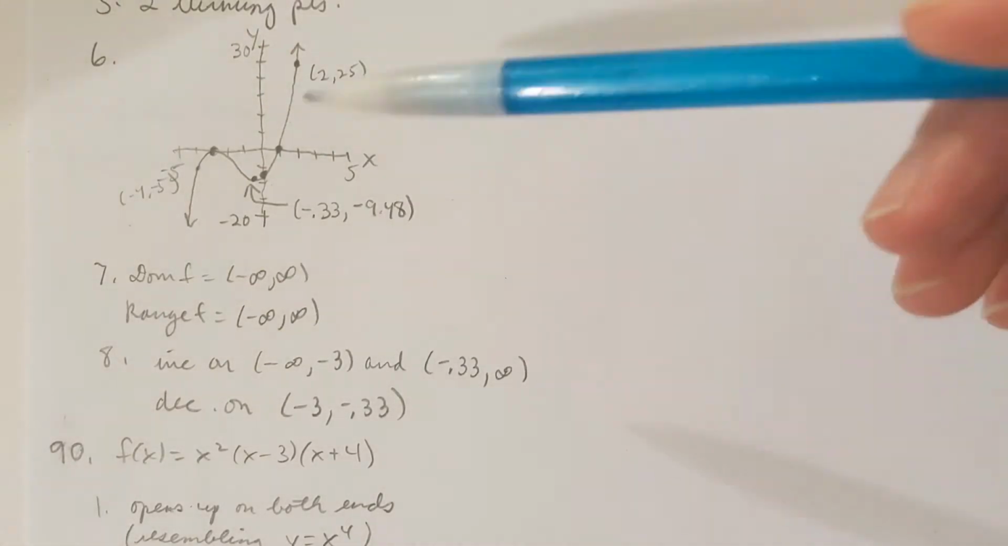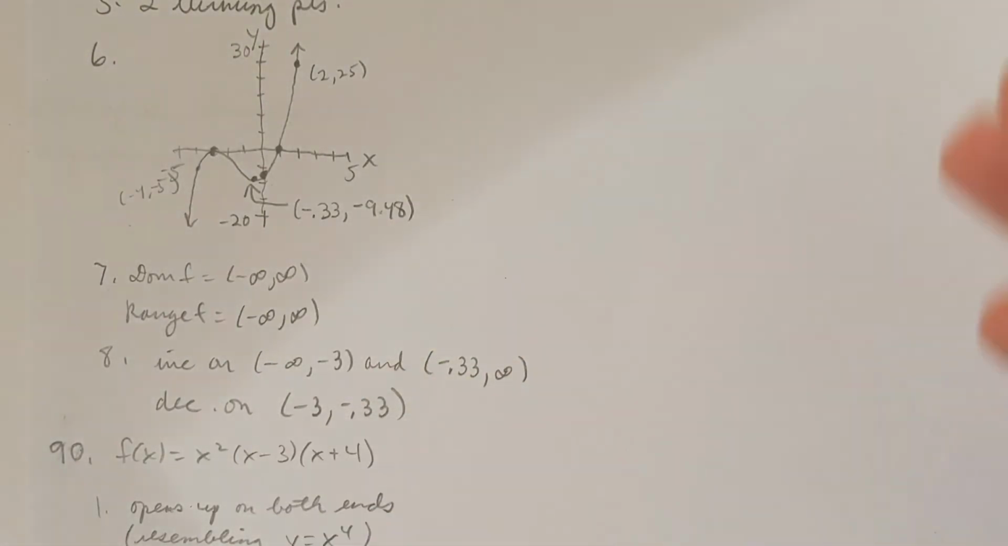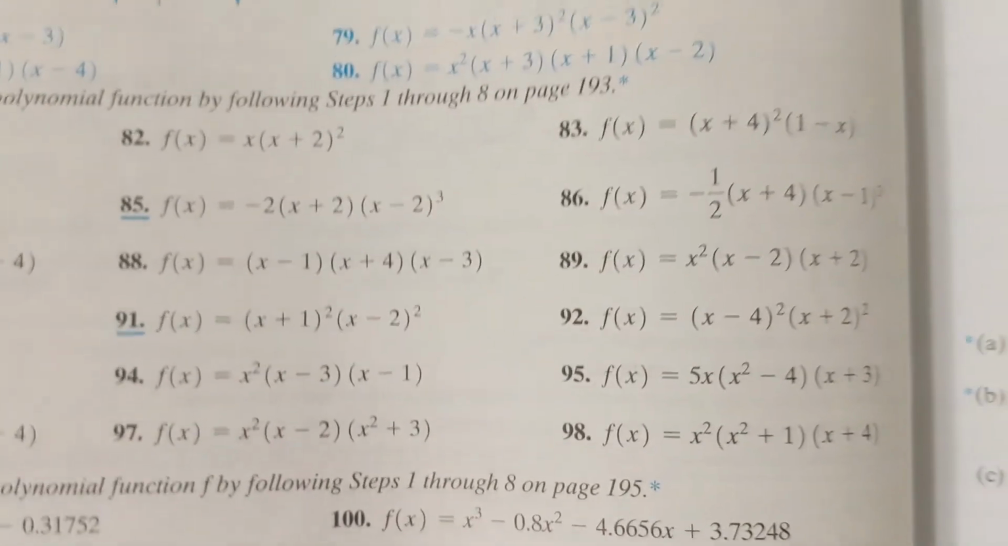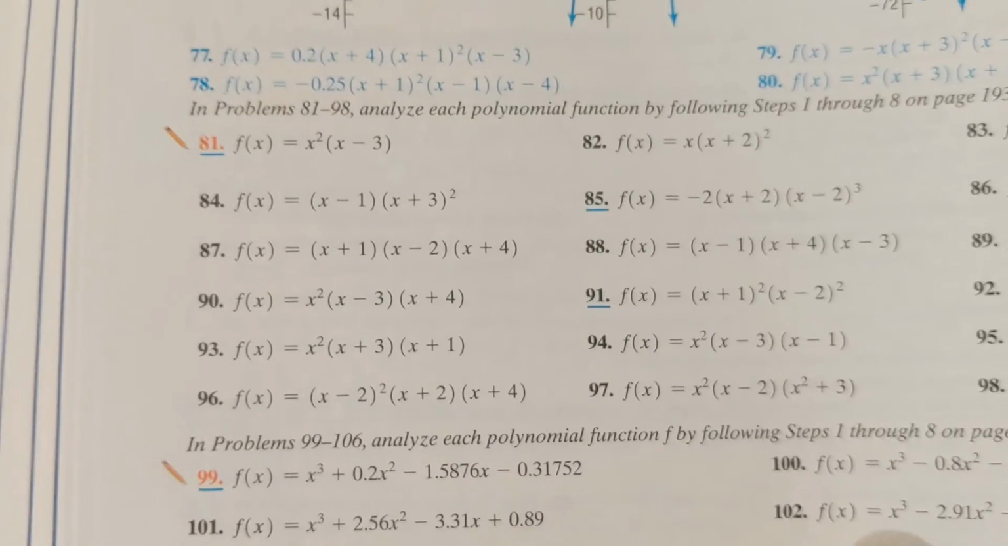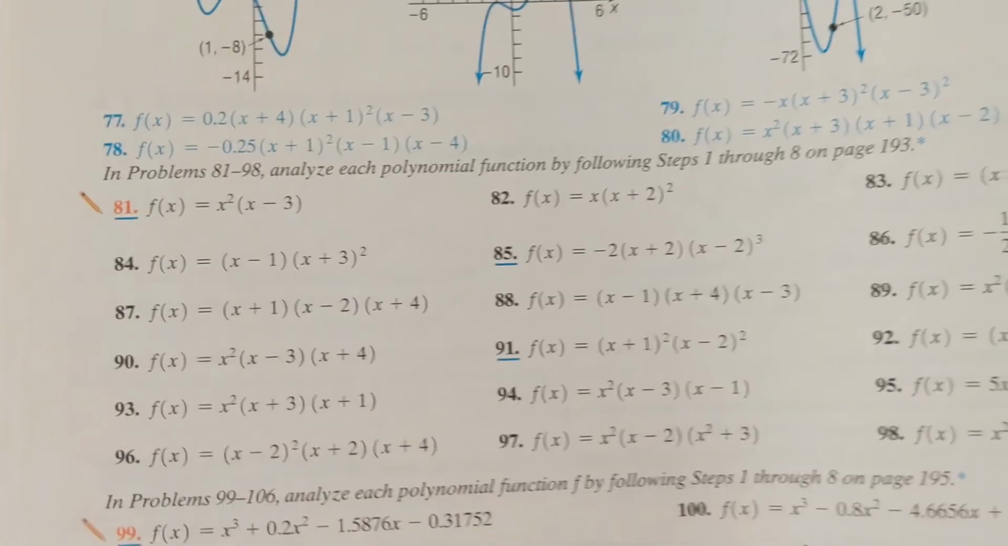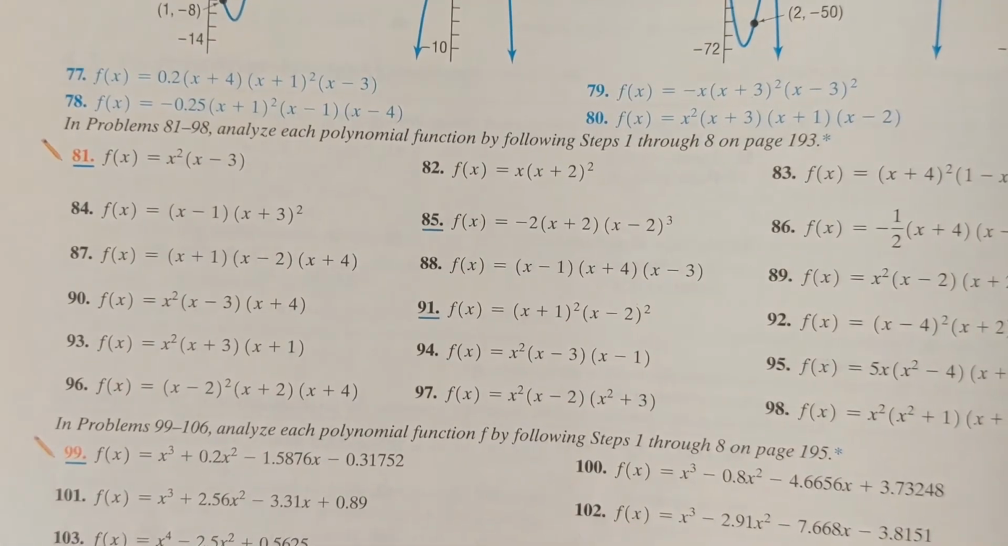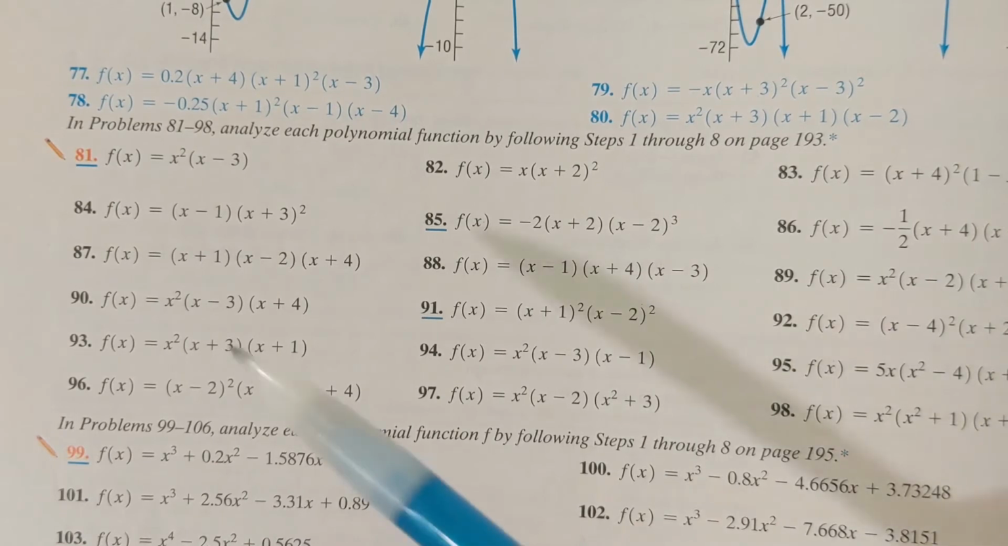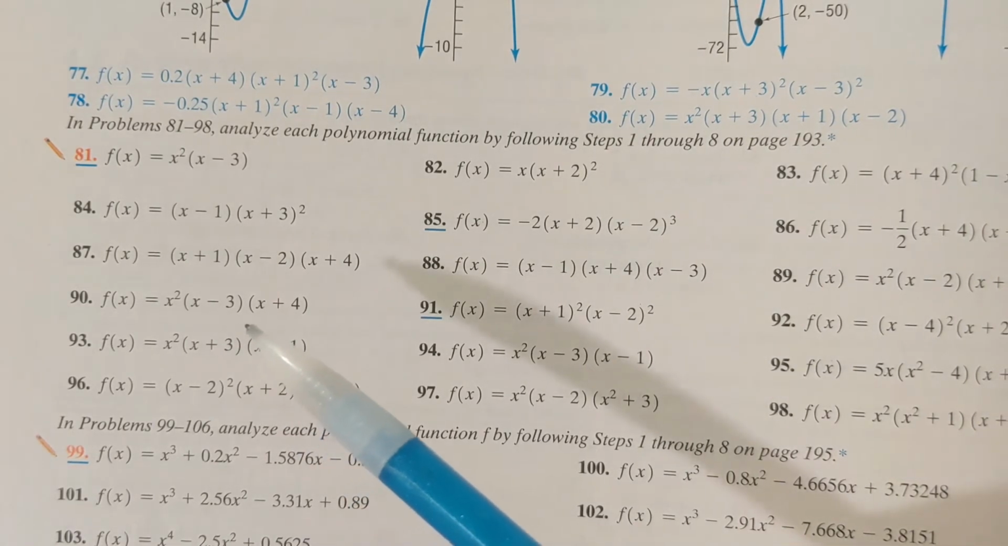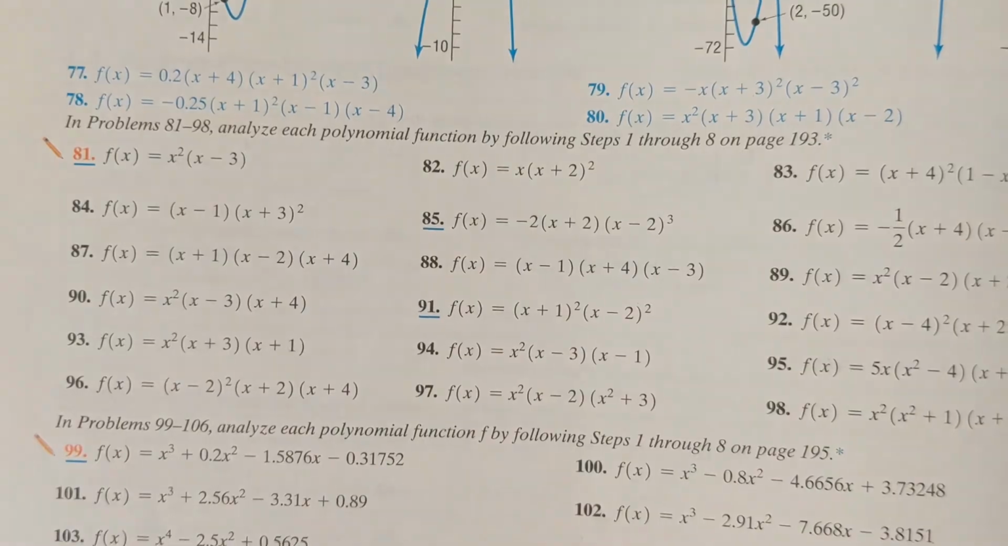Okay, let's do problem 90 next. Problem 90. Okay, so I'm using these 8 steps to graph f of x equals x squared times (x minus 3) times (x plus 4).